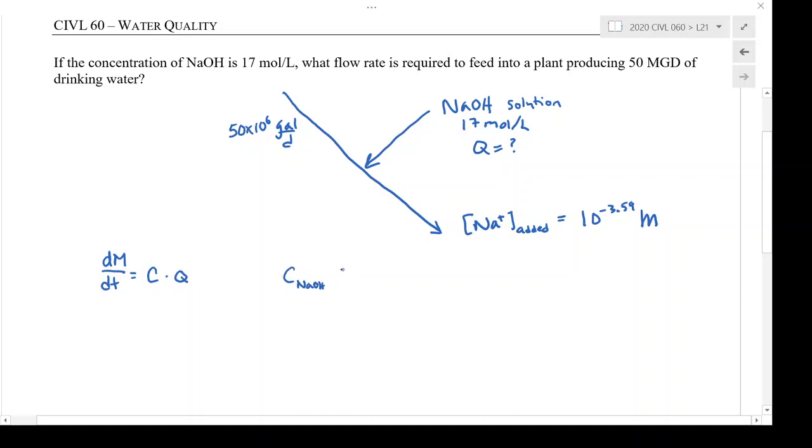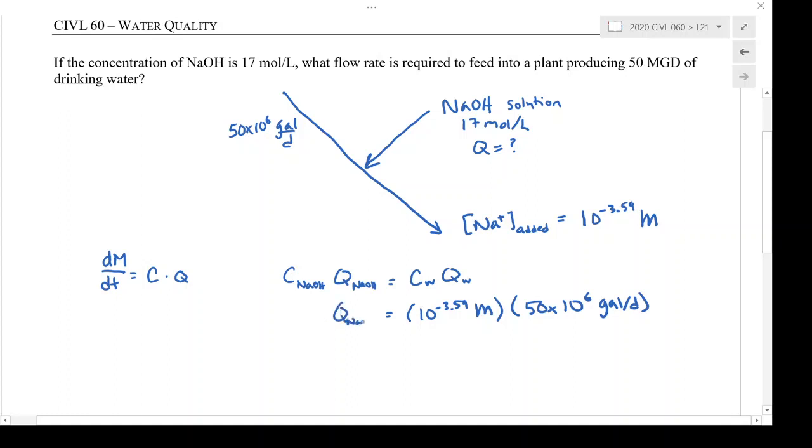Okay, so that means that my concentration of NaOH times my flow rate of the NaOH is going to be equal to the concentration of the drinking water, I'm just going to call it W, times the flow rate of the drinking water. And I'm assuming that the flow rate is relatively unchanged by this addition. So for my concentration of the finished water, I have 10 to the minus 3.59. And then my flow rate is 50 times 10 to the 6 gallons per day.